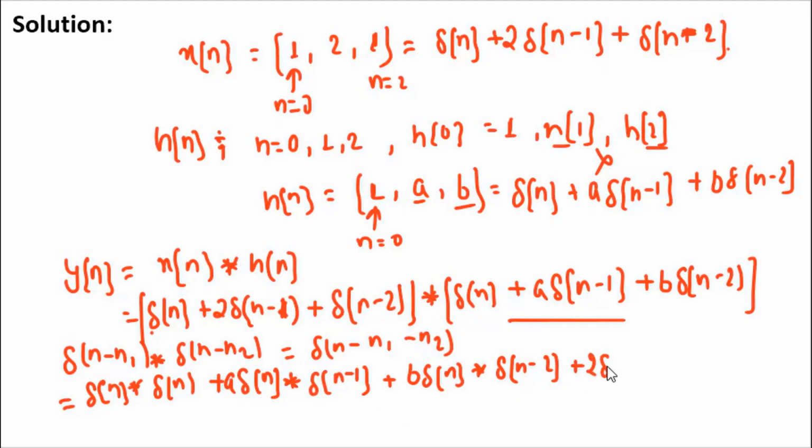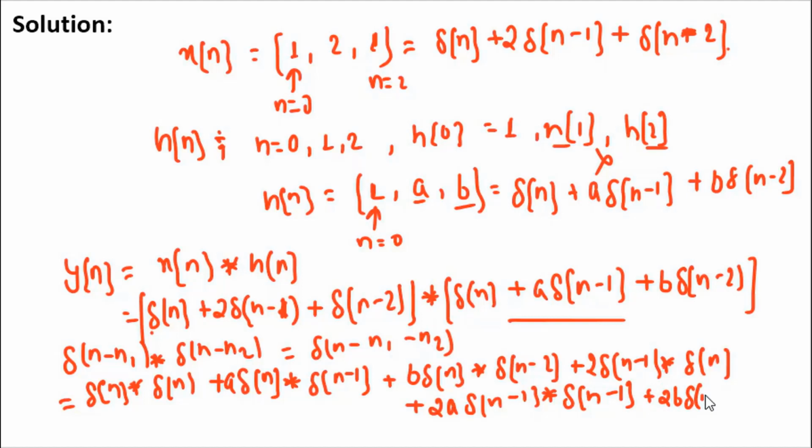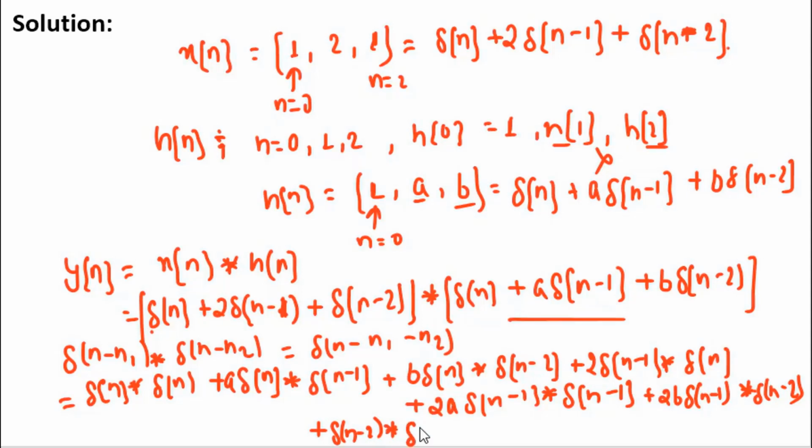plus 2 times delta of n minus 1 convolved with delta of n, plus 2a times delta of n minus 1 convolved with delta of n minus 1, plus 2b times delta of n minus 1 convolved with delta of n minus 2, plus delta of n minus 2 convolved with delta of n, plus a times delta of n minus 2 convolved with delta of n minus 1, plus b times delta of n minus 2 convolved with delta of n minus 2.